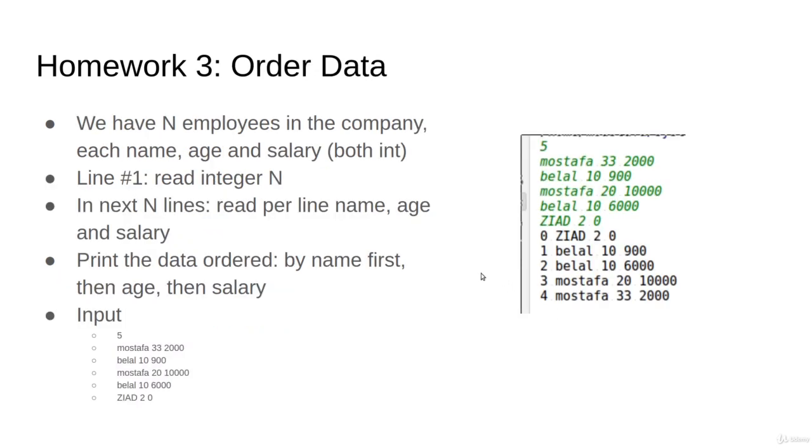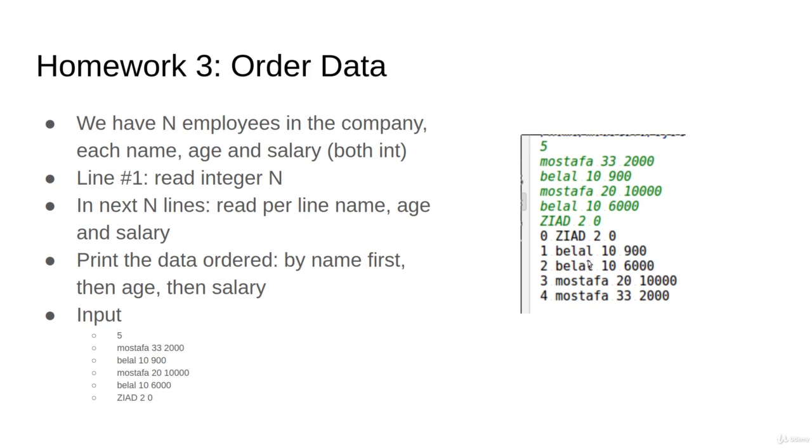Homework number 3, we are going to read, we have n employees in the company. Each one has a name, age, and salary. Both age and salary are integers. You are to read line number 1 to be an integer, like here 5. Then read n lines, which is 5 lines here. Every line will have a name, age, and the salary. You should print this data ordered, such that the name is ordered first, then age, then salary. So if you are looking at this data here, Ziad is the smallest name, so it comes first, then Bilal and Mustafa. And then Bilal and Bilal here is a tie.